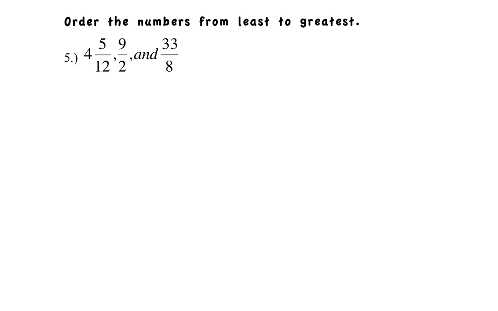So just a quick review, when you're changing something from a mixed number to an improper fraction, 4 and 5/12 means we have 4 wholes of 12 out of 12. So we can do 4 times 12, which is 48, and then add that 5 to get 53 out of 12. Then we have the 9 over 2 and the 33 over 8.